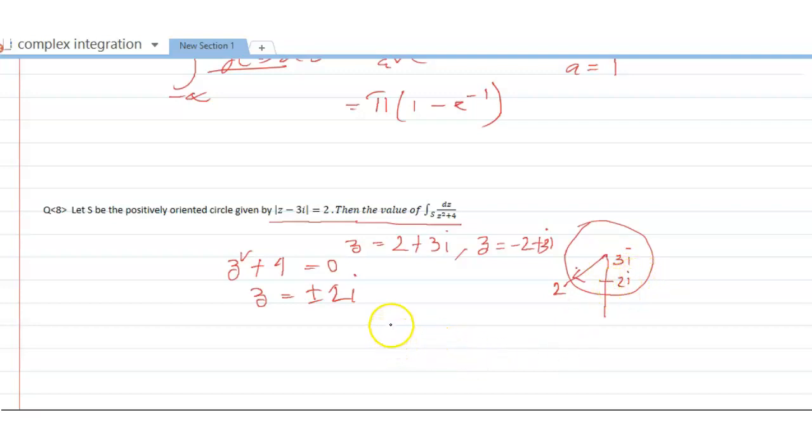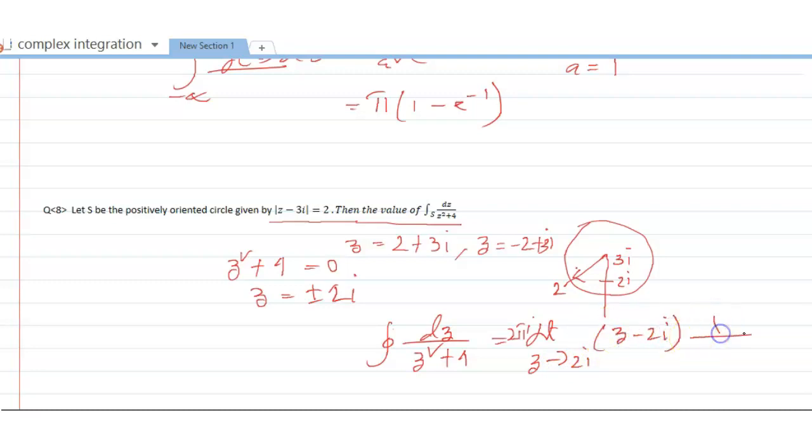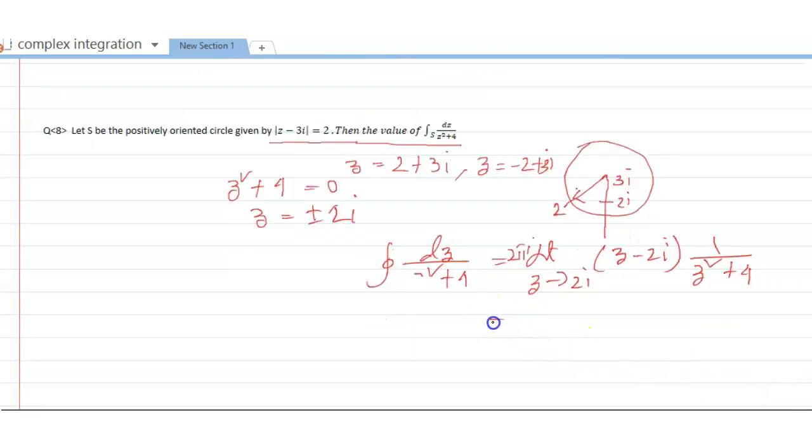So the integral of dz divided by z square plus 4 equals 2 pi i times the limit as z tends to 2i of z minus 2i into 1 by z square plus 4, which equals 2 pi i into 1 by 4i, which is equal to pi by 2.